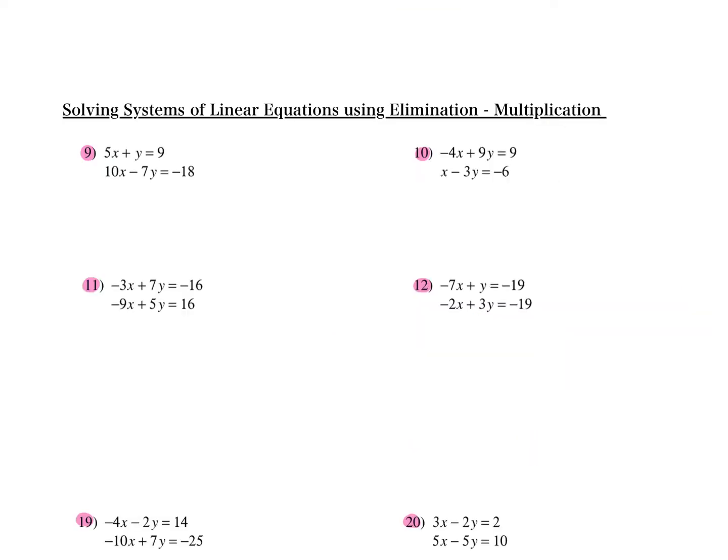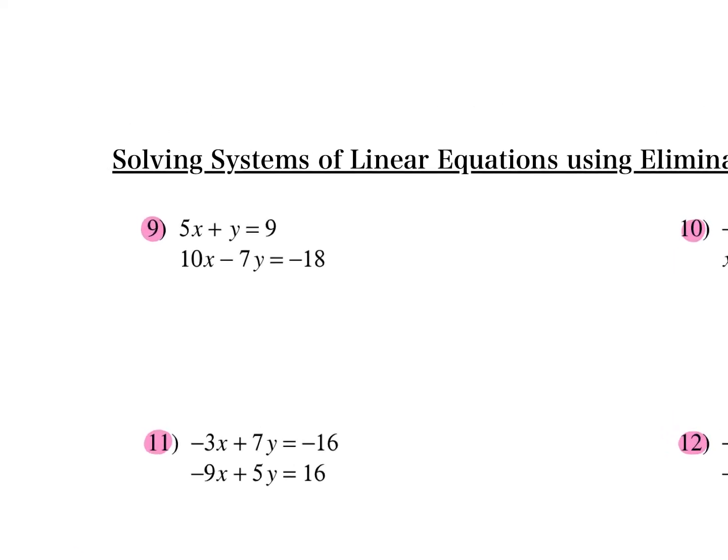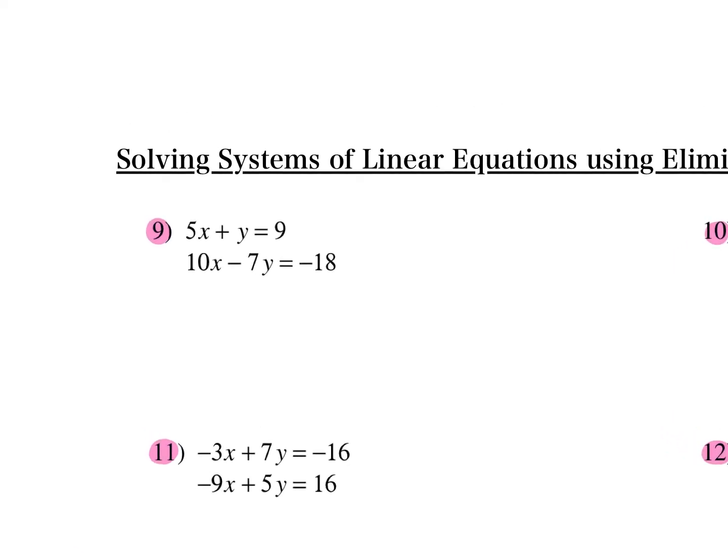Right, so with these questions, you're going to have to multiply either one or both equations in order to cancel out one of the variables. Sometimes with these, you're just going to multiply by a positive number. Sometimes it'll be a negative number. It depends on if the signs of the variable you want to get rid of are opposites or the same. If you look at number 9, you're given 5x plus y is equal to 9, and 10x minus 7y is equal to negative 18. When I do these, I look at my variable terms that are opposites.